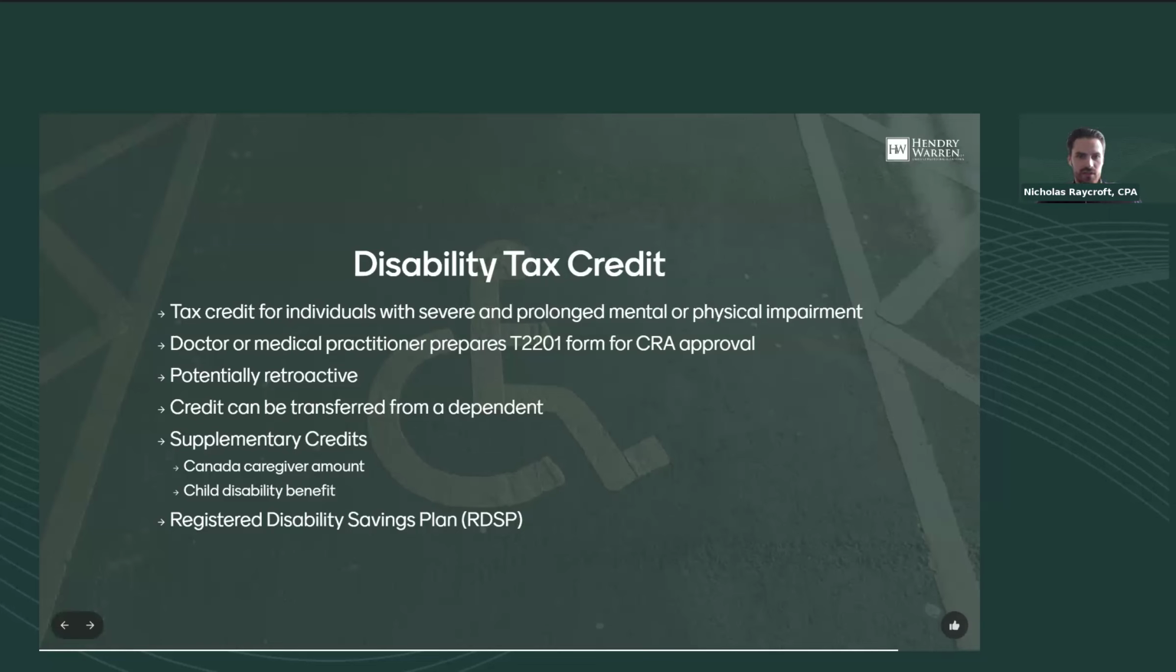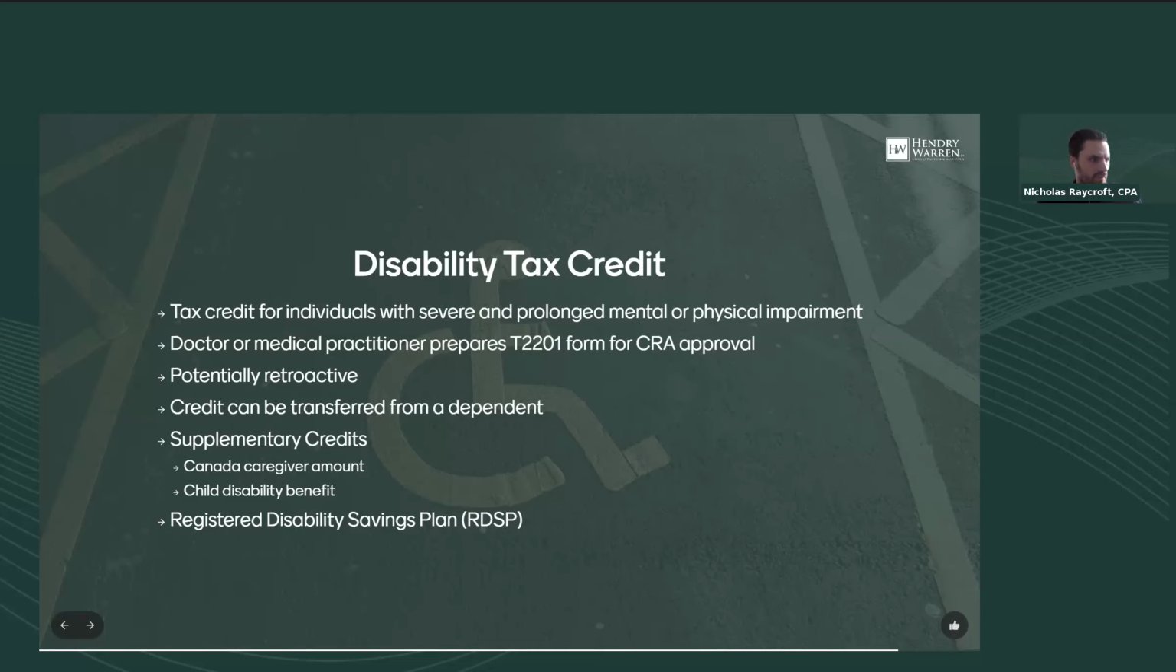It can also be transferred from a dependent to a parent. So if an individual has a child with an impairment, the amount can be transferred from the child to the parents, or potentially if individuals are looking after an elderly parent, it may also be eligible to be transferred from the parent to the adult child.